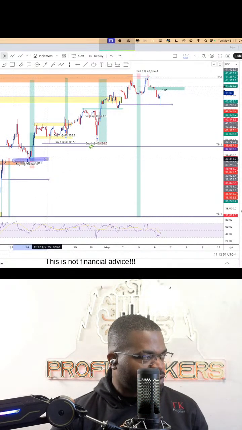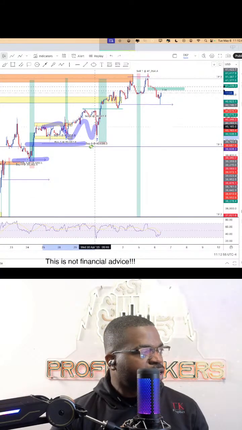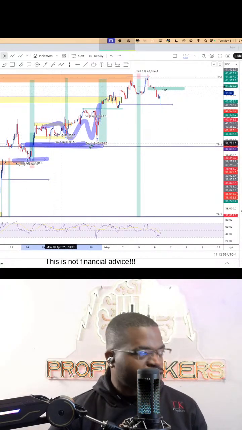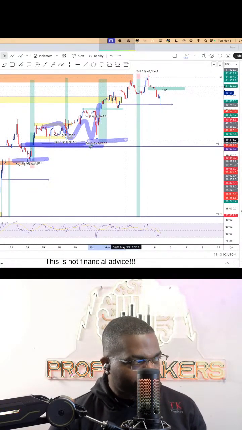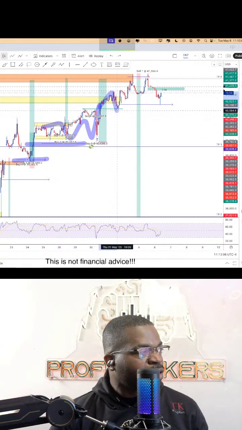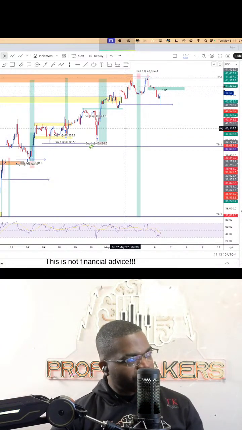So let's say this was the entry. As soon as we got this bounce here, my stop loss moves from here to here. This is a risk-free trade. We just entered this position. As soon as this bounce happened, we move this into profit. And we just let it run.